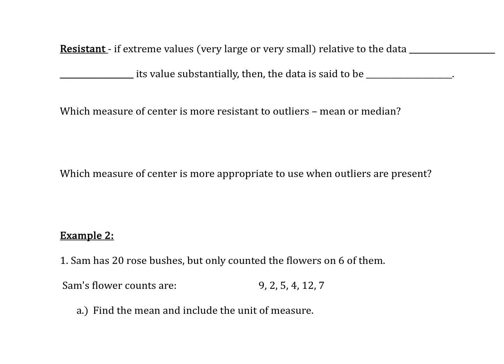Resistance. If extreme values, very large or very small, relative to the data, do not affect its value substantially, then the data is said to be resistant. So, based off of our previous example, which measure of center is more resistant, mean or median? Median. So, therefore, which center is more appropriate when outliers are present? Median.